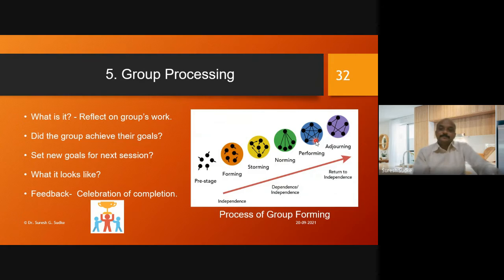But once that achievement of our group is completed, we start to become scattered again. We return to independence. So this is the paradigm shift from group formation to adjourning, from independence to dependence, and then return to independence. This is called the process of group forming. And when we achieve our common goal, it's time to celebrate.